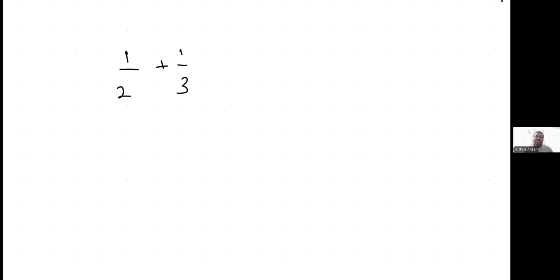But how do you change it to the same denominators? Let's look at it. Any number times 1 is the same number. So 5 times 1 is equal to 5. 10 times 1 is equal to 10. 50 times 1 is equal to 50. So any number you multiply by 1, the result is the same number.